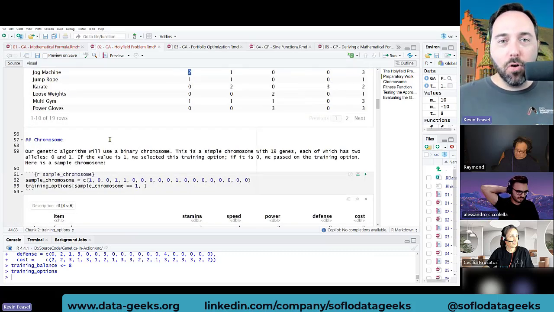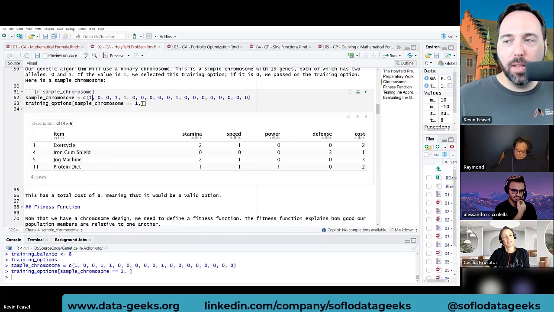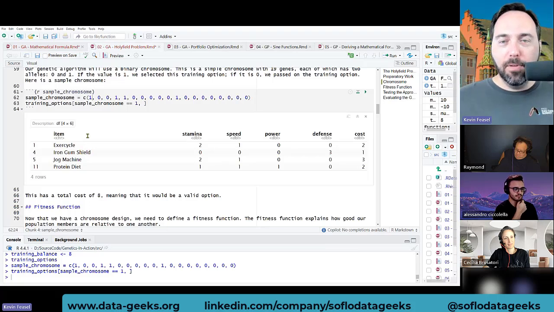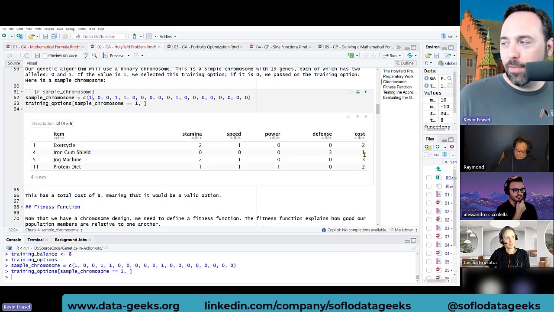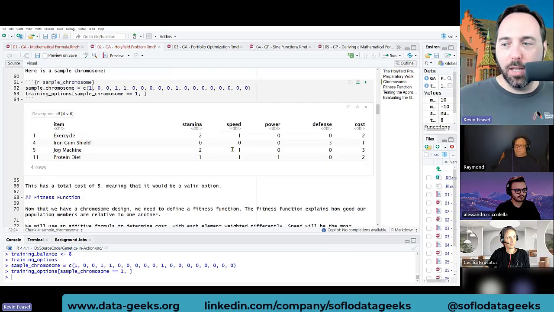Now, that means my chromosome is going to have 19 total genes because it's going to be, did I purchase this item or not? So in this case, if I run this, I bought the exercycle, the iron gum shield, jogging machine, and the protein diet. And so that was a total cost of 2, 5, 6, 8, total cost of 8. And I got 5 stamina, 3 speed, 1 power, 3 defense. And then the question is, is that good or bad? And the answer is, I don't know, because we don't have a way to compare that yet. So we need a fitness function.